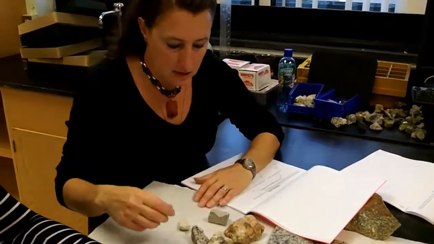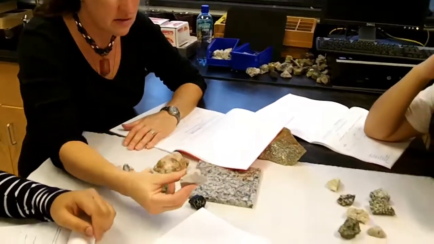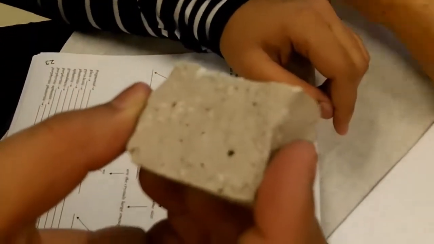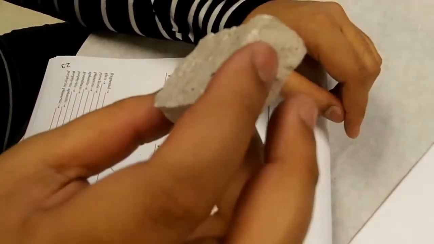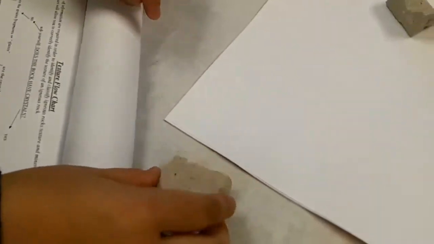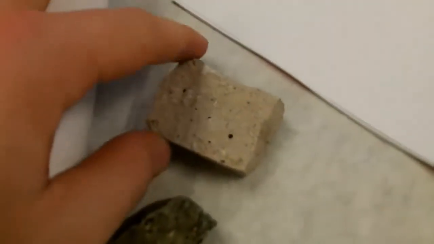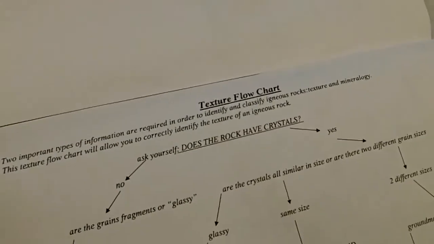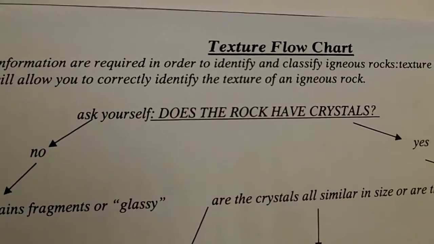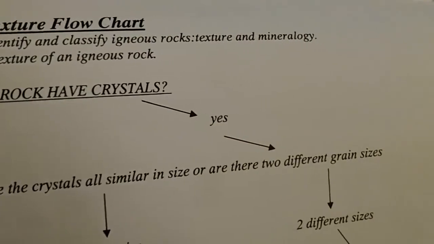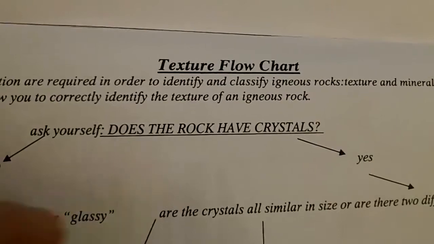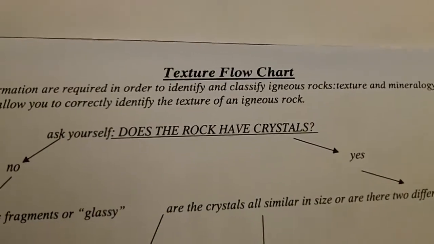Let's go on to, how about this light color, kind of a gray color rock. All right? Let's do this one next. So we're going back up to the top of our flowchart, and we're asking ourselves, does this rock have crystals? Now, do crystals have to be so big that we can see them, or could there be crystals that we could only see under a microscope? You could see them under a microscope. We could see them under a microscope, you're right. So in this case, this rock does have crystals, but they're very small. So let's follow the flow chart along.